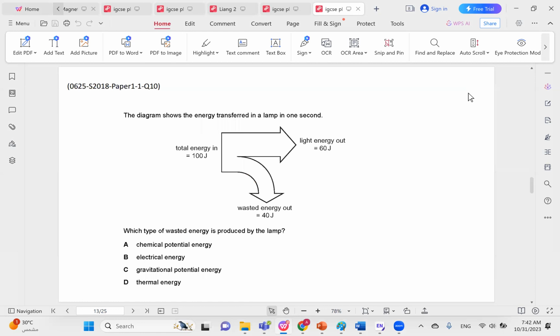The diagram shows the energy transferred in a lamp in 1 second. Which type of wasted energy is produced by the lamp? Does the lamp produce chemical energy or electrical energy or gravitational potential energy or thermal energy? Well, the lamp consumes electricity. So the input here would be electric energy in a sense. And the useful output would be light, and they already wrote that. And the wasted energy is heat in most scenarios. So thermal energy here would be the correct choice. D is the correct choice.